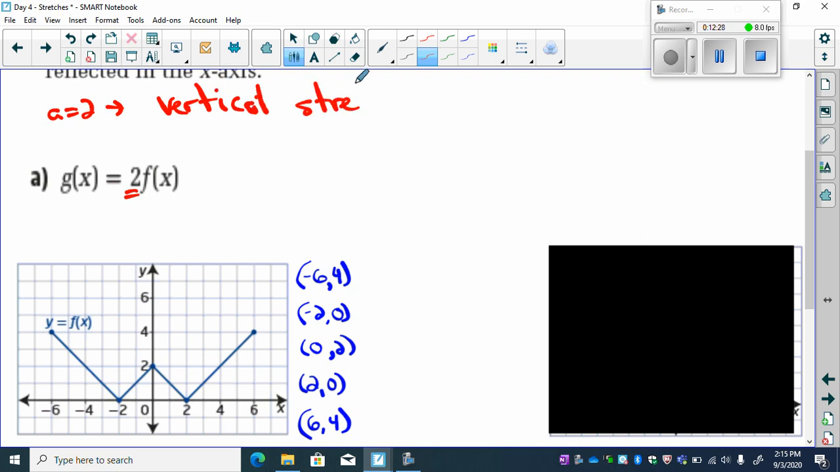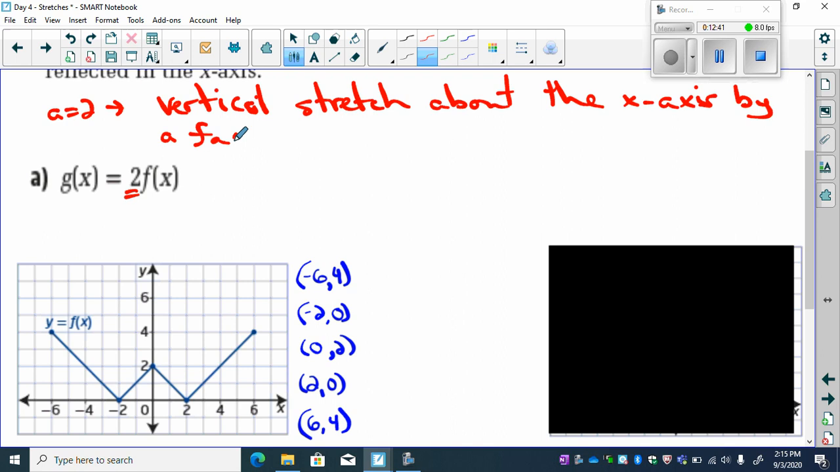stretch about the x-axis by a factor of 2. Okay, period. There is no vertical reflection in the x-axis because this is a positive.